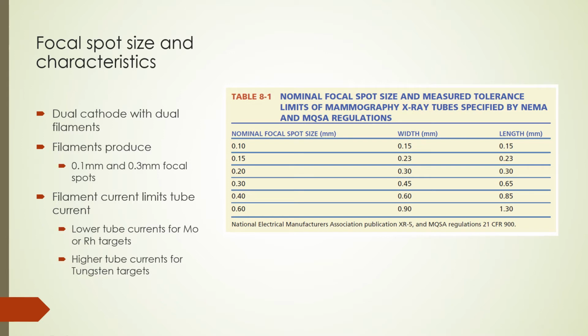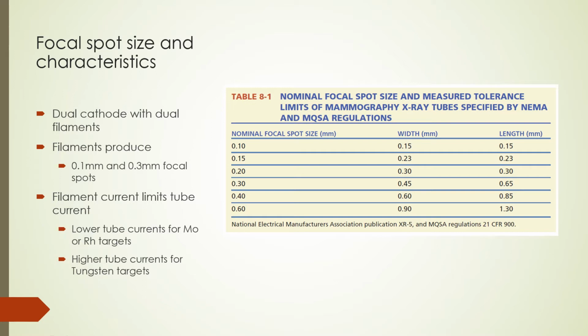Molybdenum and rhodium targets have lower tube currents than tungsten targets because of the higher melting point of tungsten compared with molybdenum and rhodium. Also note that mammography tubes are operated at lower kVs, typically up to 40 kV, compared to conventional X-ray tubes that can be operated at up to 140 kV.